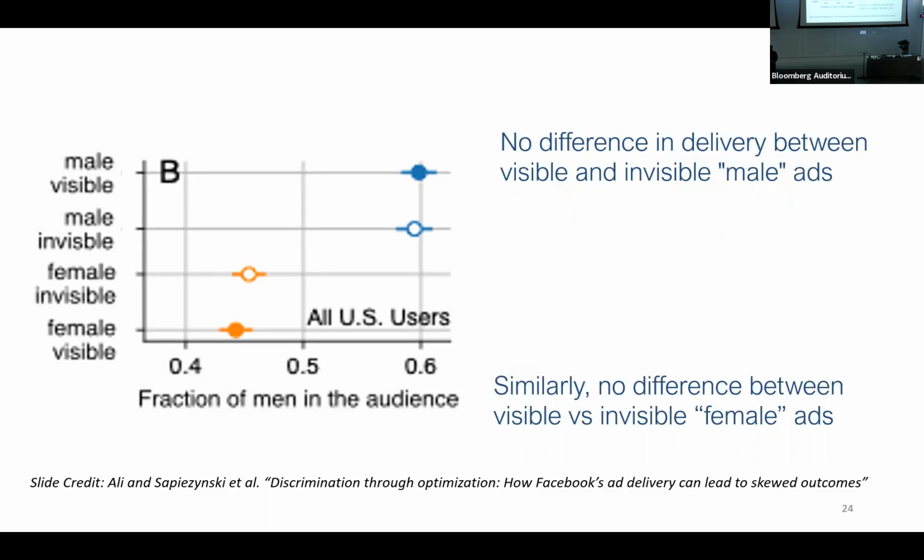Even whiting out the image led to, I think these are slightly different ads, 60% of the stereotypically male ad being shown to males, and 40% of the stereotypically female ads being shown to females. And it made no difference in the skew whether or not the image was visible.